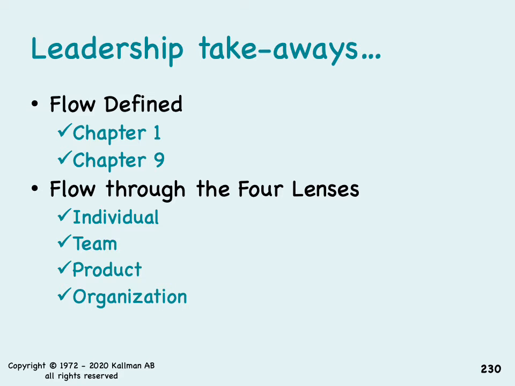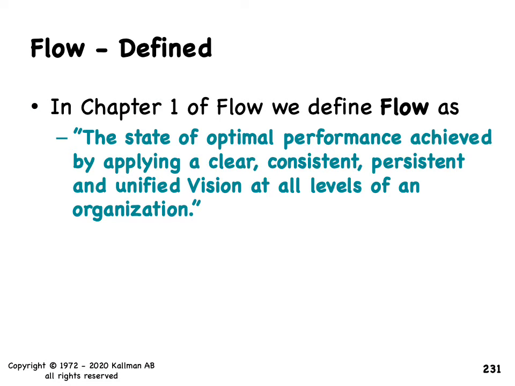And so we'll look at flow through the four lenses. In Chapter 1 of our book, Flow, we define flow as the state of optimal performance achieved by applying a clear, consistent, persistent, and unified vision at all levels of an organization. So you have a vision and it's everywhere. And so that's the definition of flow in the beginning of our book.